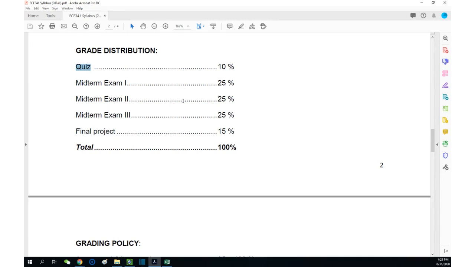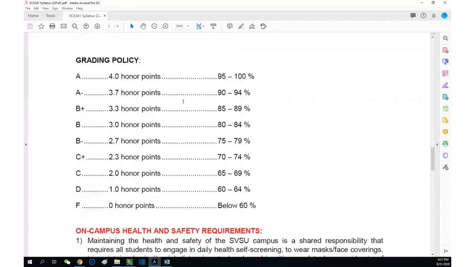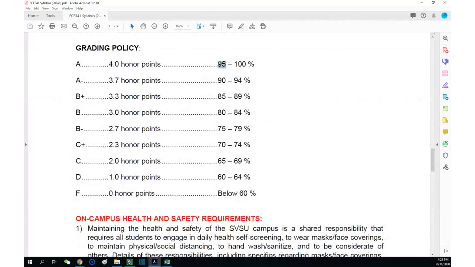Each exam weighs 25. Grading policy: 95 as A, 65 as C. A little bit easier to get C, a little bit harder to get A. Right? This might be a difference from other courses.